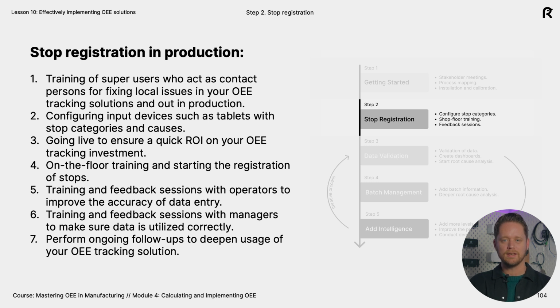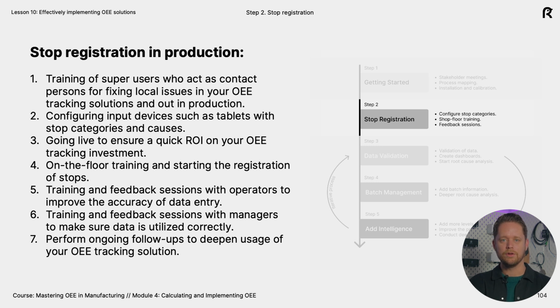By starting with basic categories like material jam, you keep operators engaged, don't disturb their work, build good habits, and record useful information. As your organization gains experience and accumulates data, you can refine your stop causes by breaking down the initial, high-level categories into more specific causes.